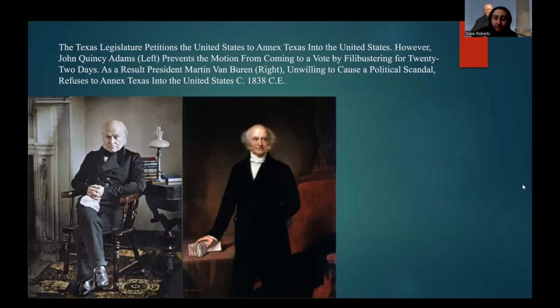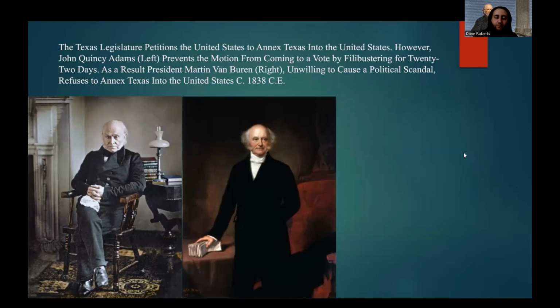Then, in 1838 CE, the Texas legislature would petition the United States to annex Texas into the United States. However, John Quincy Adams would prevent the motion from coming to a vote by filibustering for 22 days. As a result, President Martin Van Buren, unwilling to cause a political scandal, would refuse to annex Texas into the United States.